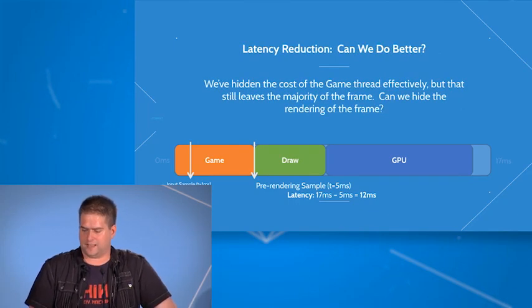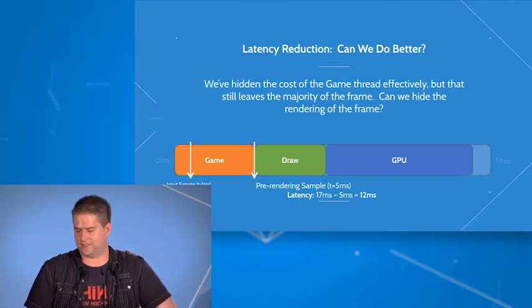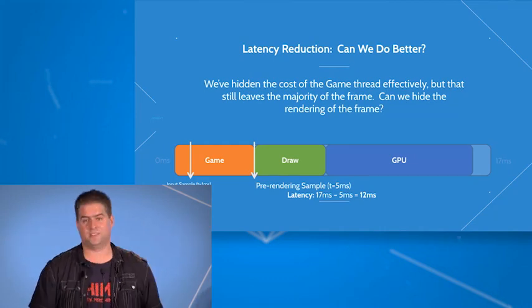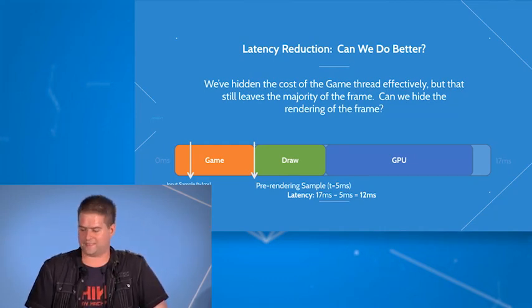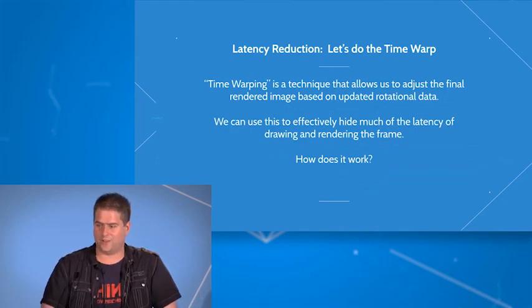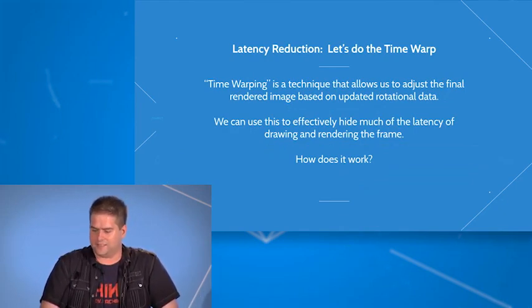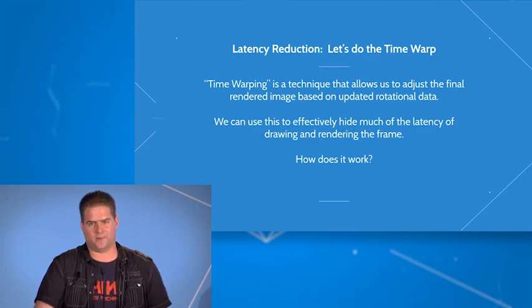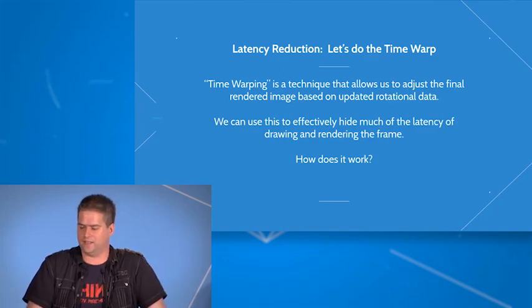So we've hidden the cost of the game thread effectively, but that means there's still a whole lot of draw and GPU time in there. How do we try to mask that? And the answer is, let's do the time warp. I'm sure you guys have all heard of it, but it's the technique that basically allows us to hide much of the rest of that latency in the frame by taking the image that we get back from the card and the renderer and adjusting it one more time based on a more recent sensor read. So I'll go over super quick how this works.